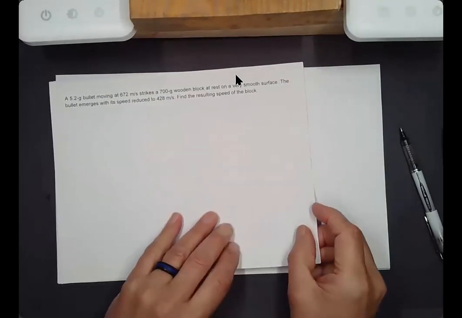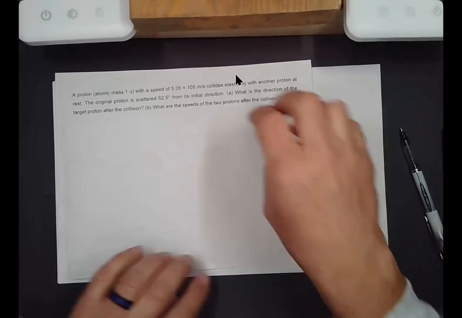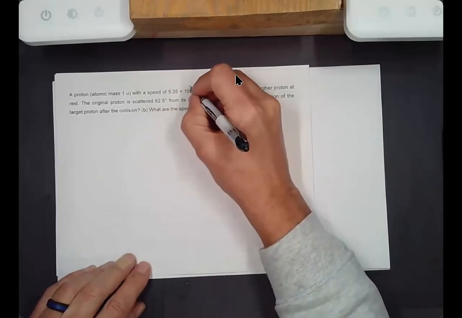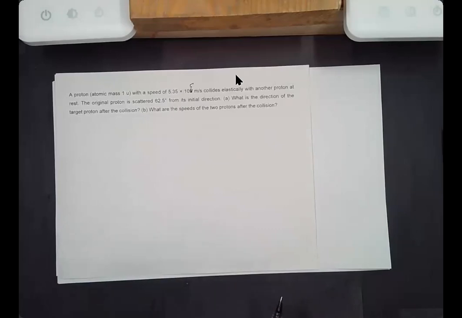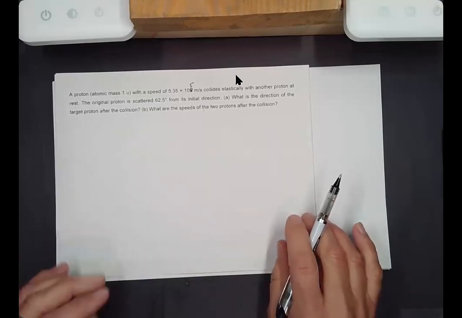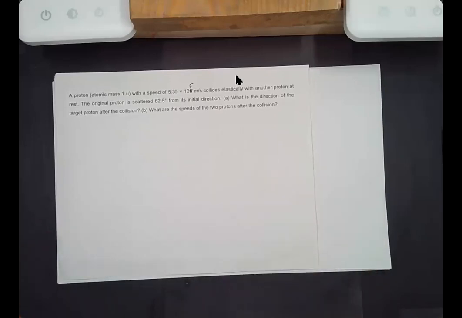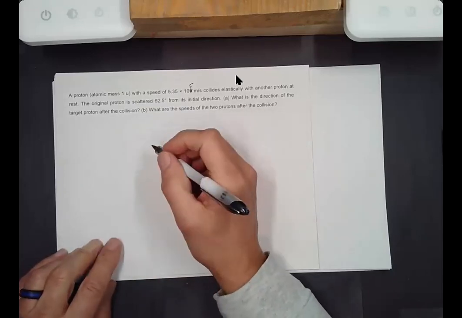Okay, actually, before I do this one, there's another one that I'd like to do first. This is one that's proton-proton scattering, and something interesting comes out of this. This is supposed to be an exponent of 5 on there instead of 105. We have a proton with a speed of pretty quick, 535,000 meters per second, colliding elastically with another proton at rest. The original proton scattered 62.5 degrees from its initial direction. What's the direction of the target proton after the collision? And what are the speeds of the two protons after the collision? So let's see if we can figure out all of this stuff.